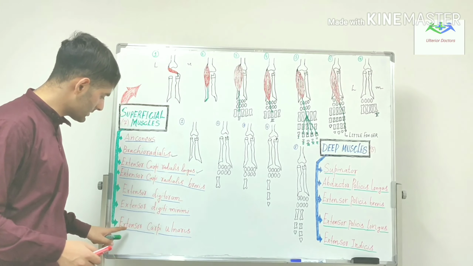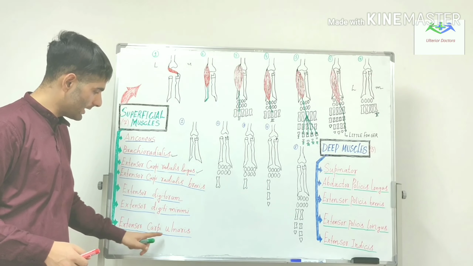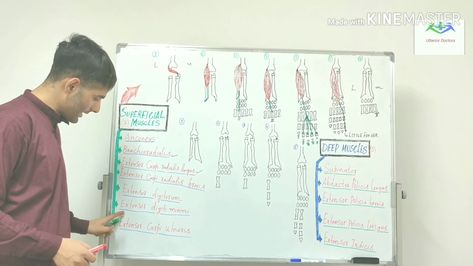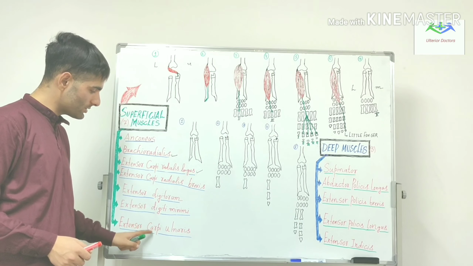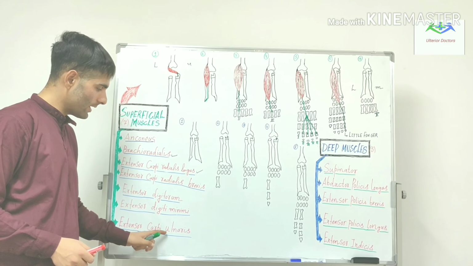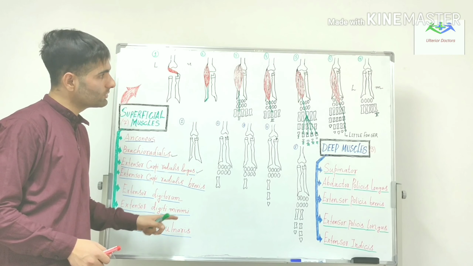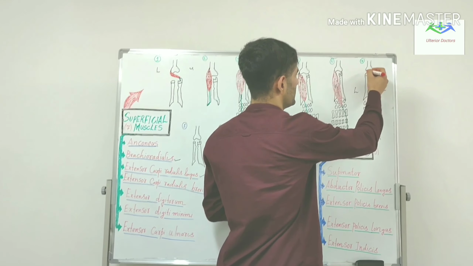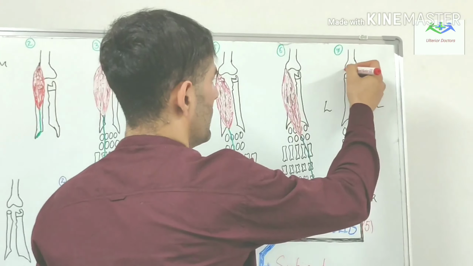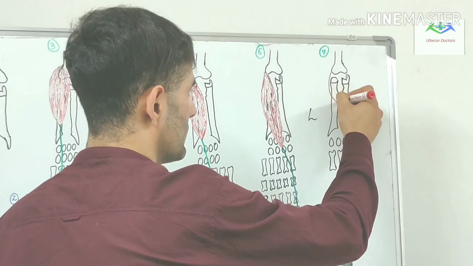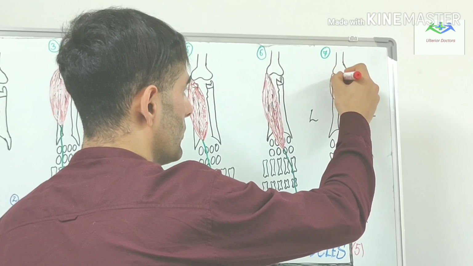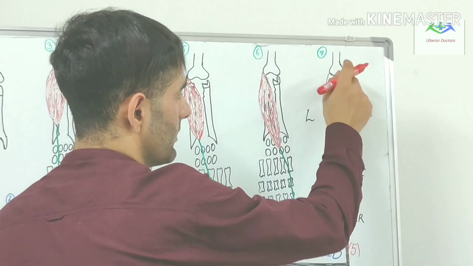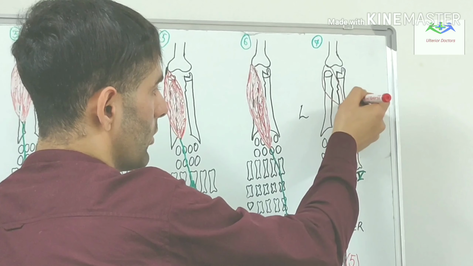Now another muscle is extensor carpi ulnaris. It is an extensor muscle and crosses the carpal bones. Ulnaris means it goes medially. I will show here. It originates from the lateral epicondyle of humerus and goes ulnar side, means on medial side.